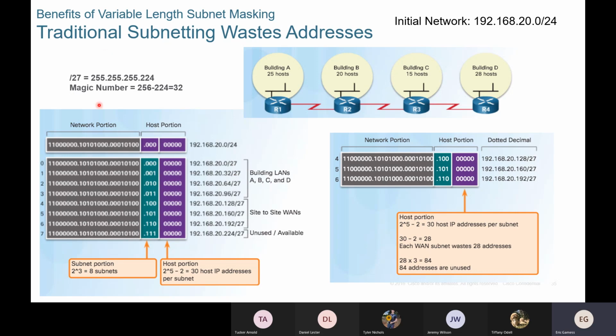So let's compute the magic number. So a /27 is 255.255.255.224. To compute the magic number, I need here the last byte that is not 0. The last byte that is not 0 is this byte, 224. So the magic number is always 256 minus the value of this last byte that is not 0. So 256 minus 224 gives me 32.